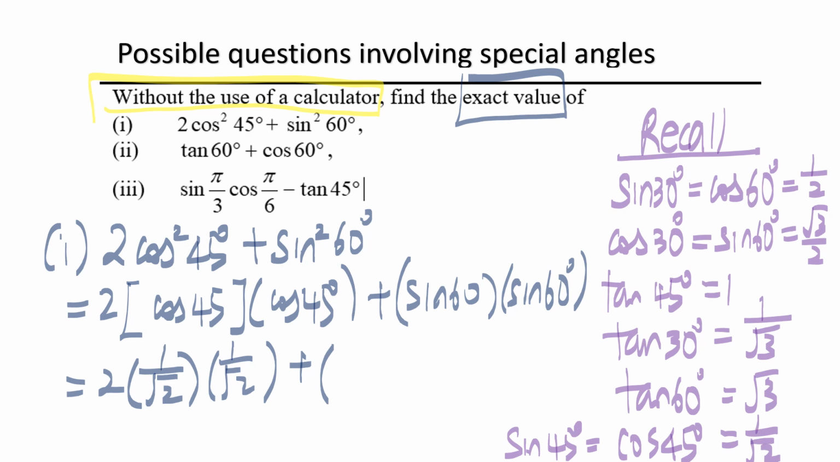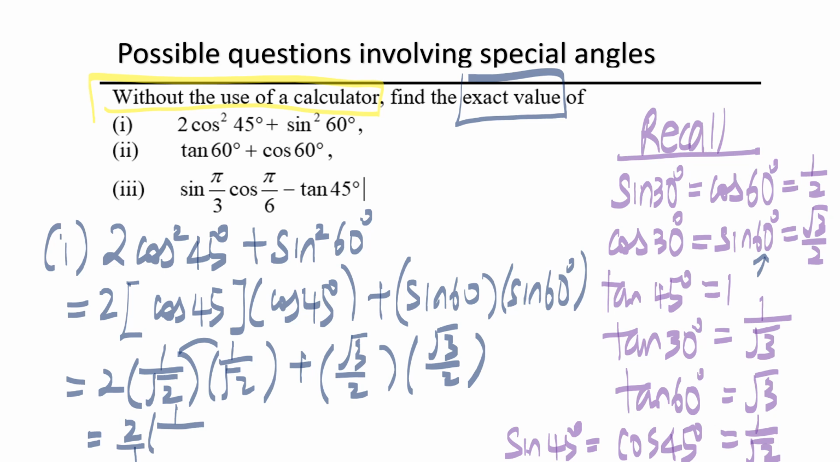Sine 60 is what we have here. Sine 60 is square root 3 over 2, multiplied with another square root 3 over 2. Okay, so this is what we have. Let's write 2 as 2 over 1 fraction. Multiply numerator, 1 times 1 is 1. Multiply denominator, square root 2 times square root 2 is 2. Multiply numerator, multiply denominator. So you have 2 times half gives you 1. 1 plus 3/4, so 1 and 3/4. Alright, so this is how you can solve questions involving special angles.